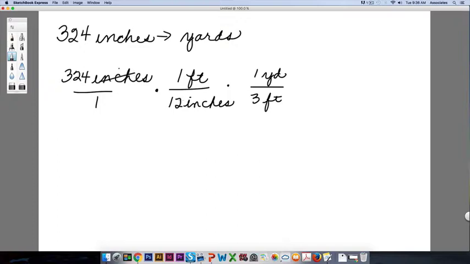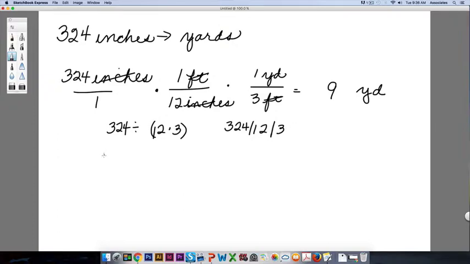The inches cancel with the inches. The feet cancel with the feet, and we're left with the label of yards, which is what I want. So in your calculator, you're going to take 324 and divide it by 12 times 3. And you should get the answer of 9 yards. Now, if you don't have a scientific calculator with parentheses, you can do 324 divided by 12, divided by 3, and it should give you the correct answer.